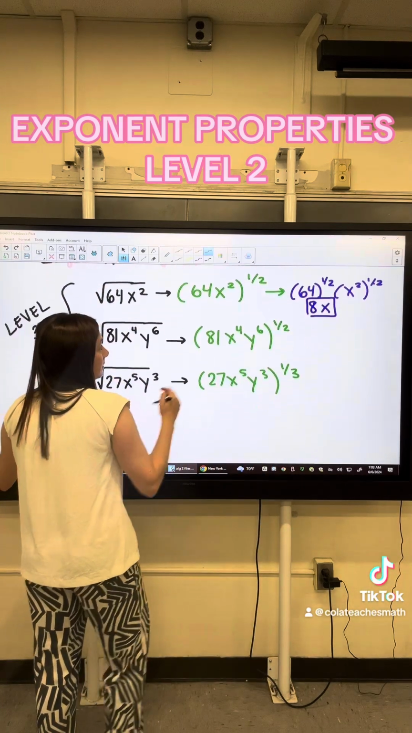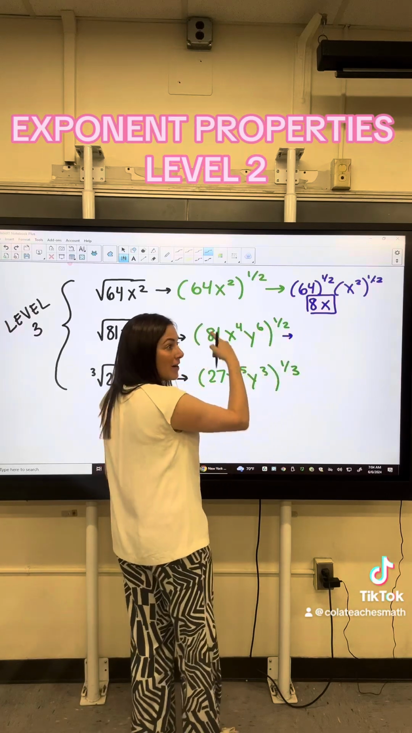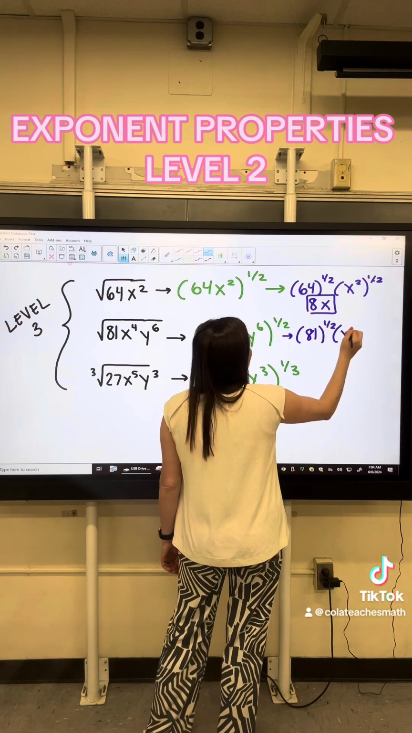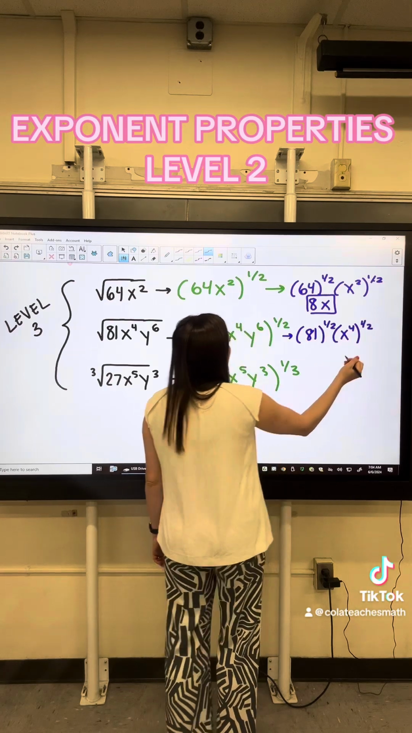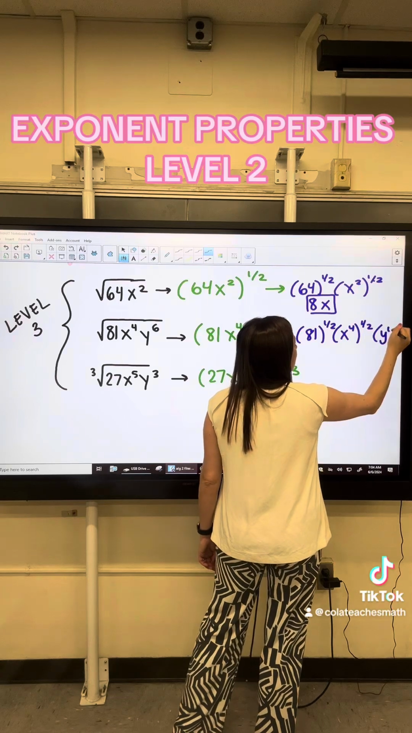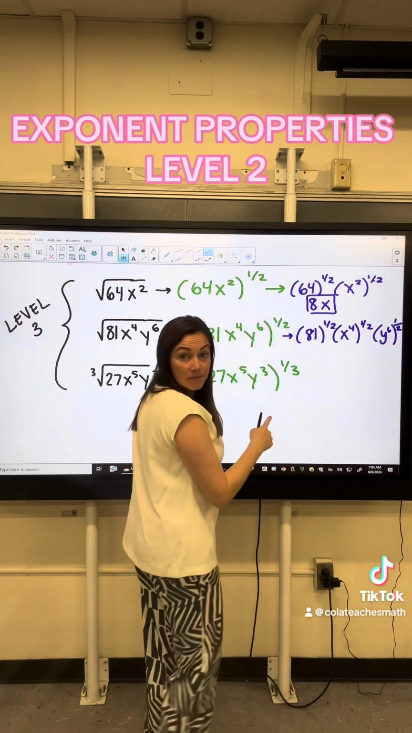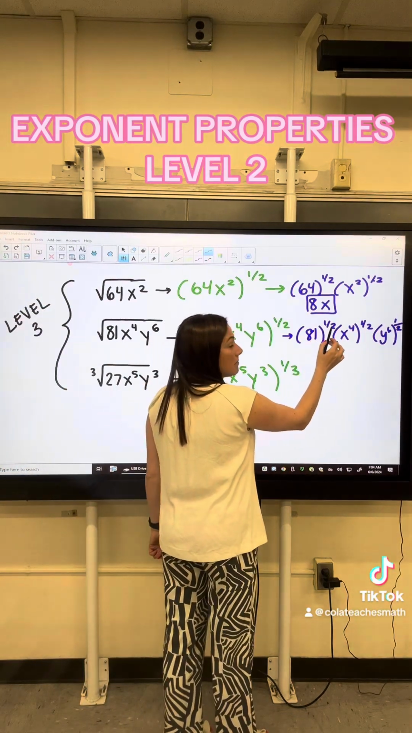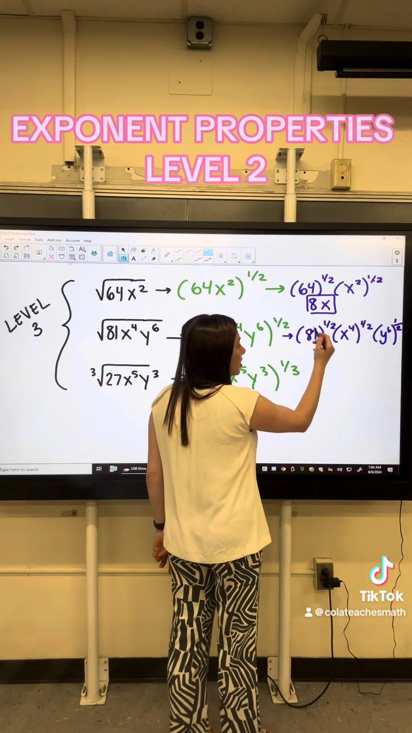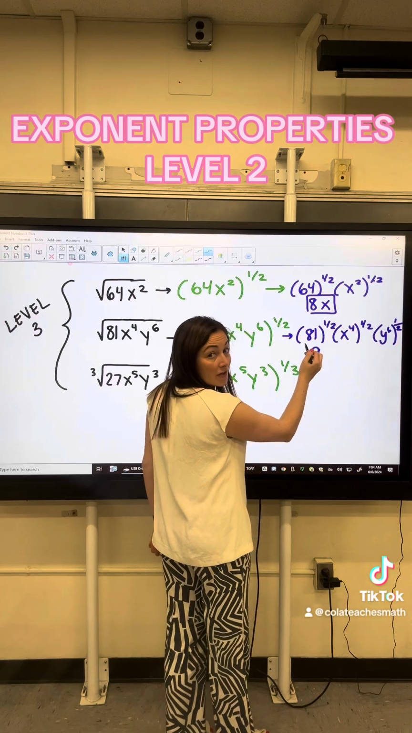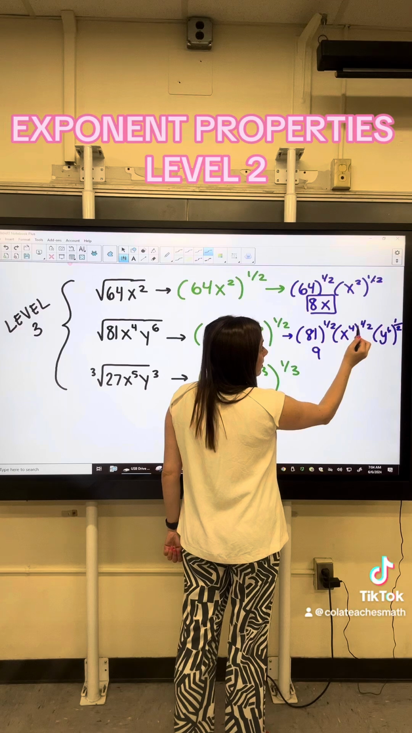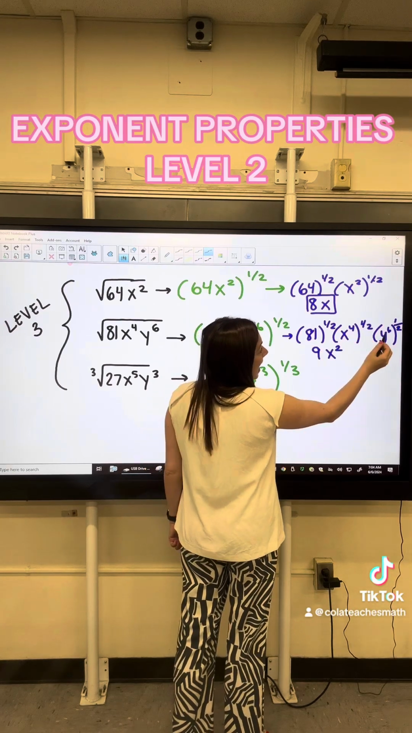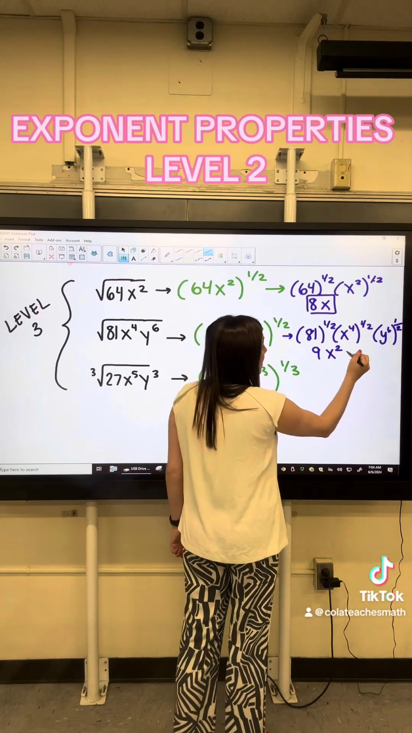Okay, watch this one. Give everything a 1/2 power. 81 to the 1/2, x to the 4th to the 1/2, y to the 6th to the 1/2. You see that? 1/2 power means square root it. When you're doing a number, you're just going to square root it. It's 9. You can also just type that into your calculator. See that? 4 times 1/2 is 2. 4 divided by 2 is 2. And then y to the 6th to the 1/2 is going to be y cubed.